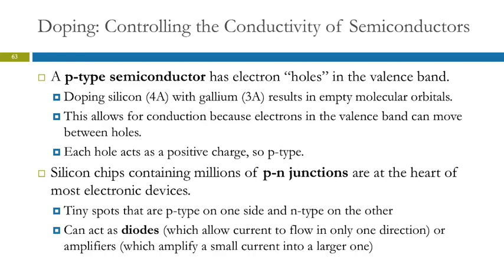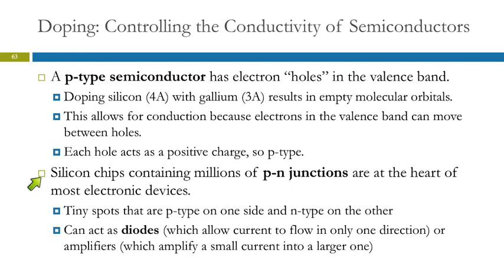That's what's going on with a p-type semiconductor. These are doped with a substance that has fewer valence electrons. So we use gallium to dope silicon. Gallium only has 3 valence electrons. So that leaves a hole in the valence band. The electrons can move into that hole, creating a hole behind them. And so you can think of it as the electrons moving or the hole moving, right? The hole acts like a positive charge, and so it's called a p-type semiconductor.